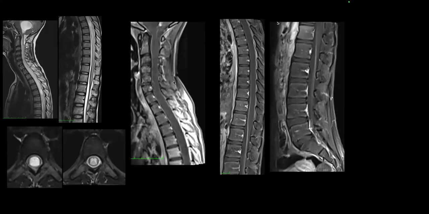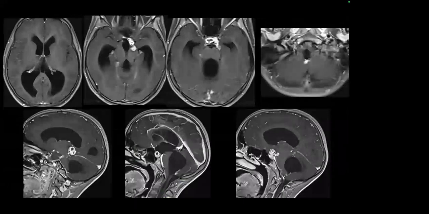So here they're not very florid, but the mechanical obstructions are definitely there. So probably doing a shunt and then maybe thalidomide and then follow up. We need to follow up the vision very closely because it's very close to the optochiasmatic arrangement.